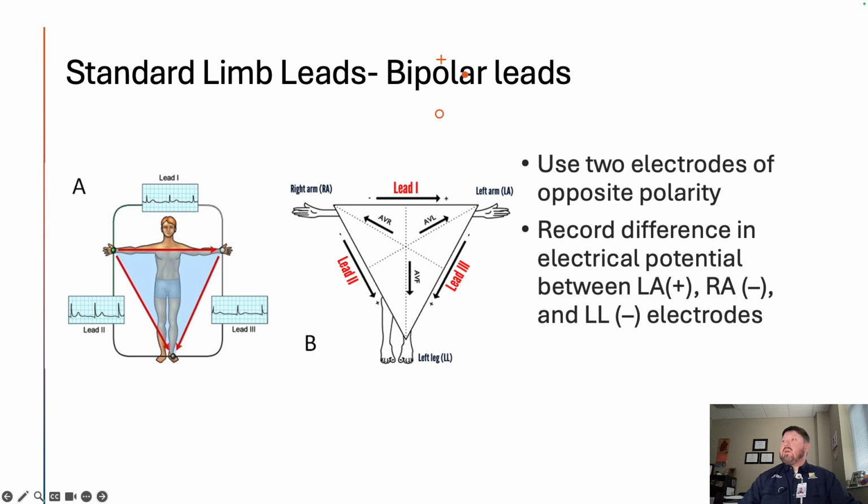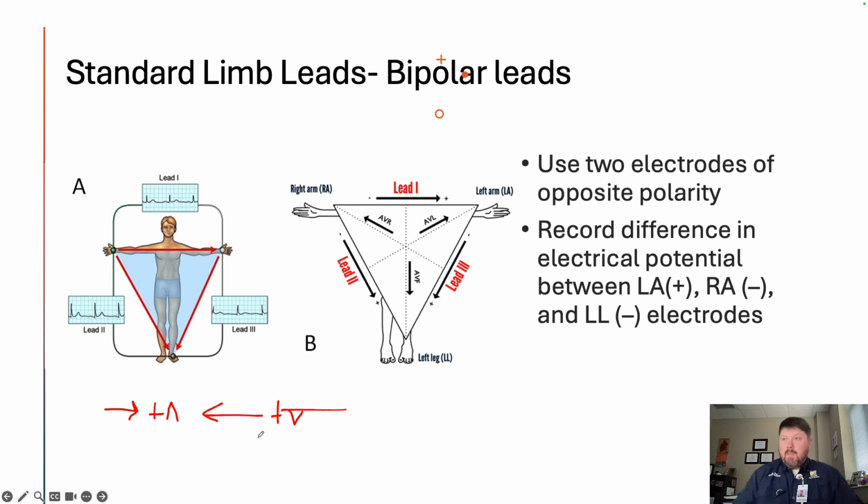So your standard limb leads use 2 electrodes of opposite polarity, so you've always got to look at the difference between the positive and the negative. And remember, anytime that conduction is traveling towards the positive, it's going to be an upright waveform. Anytime it's traveling away from the positive, it's going to be a negative waveform.